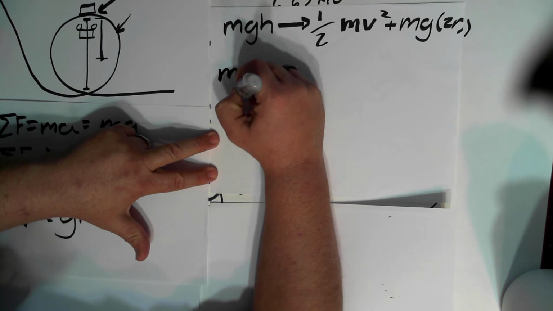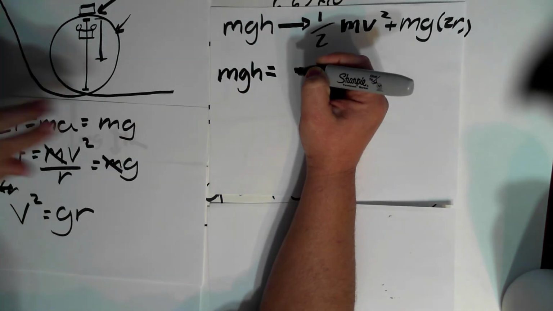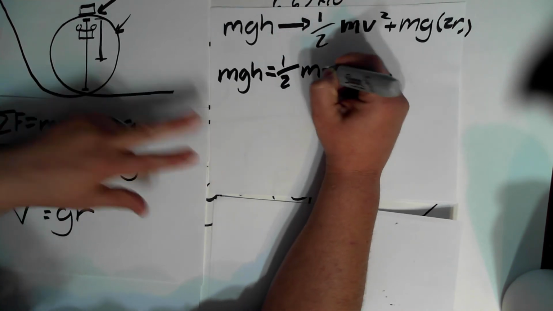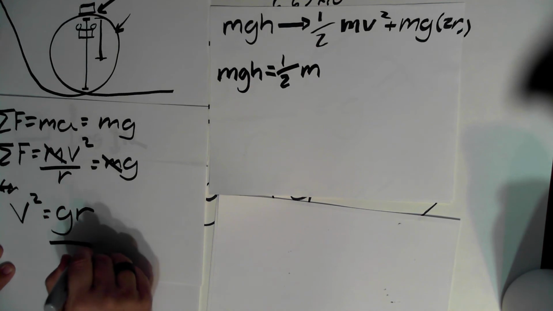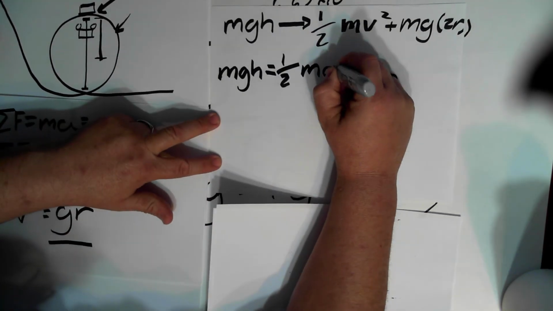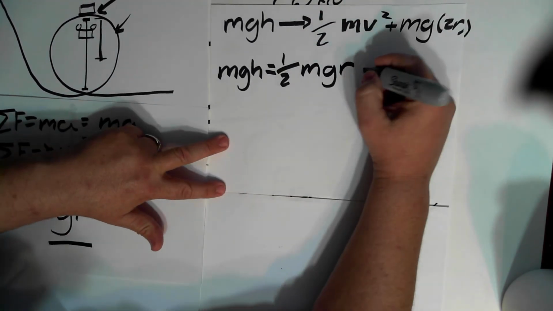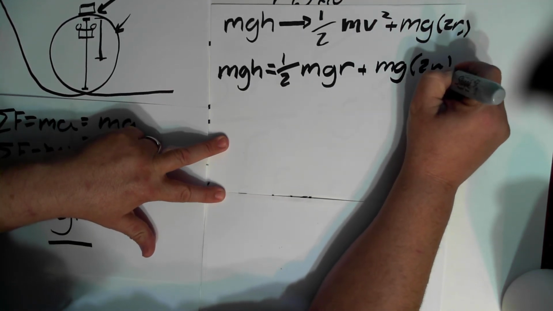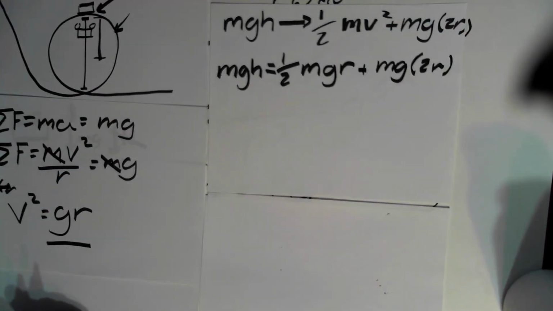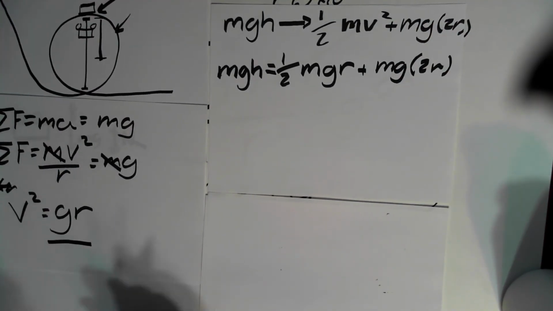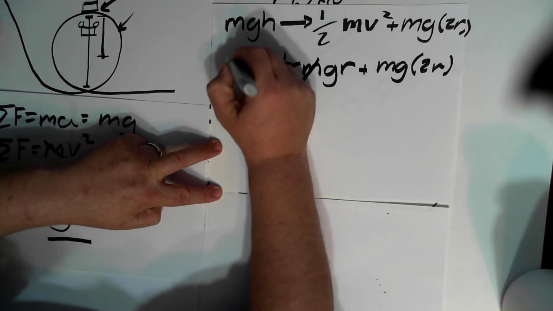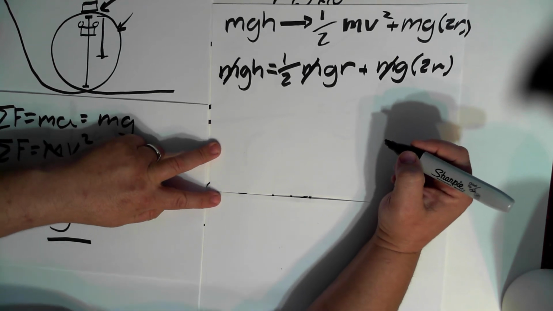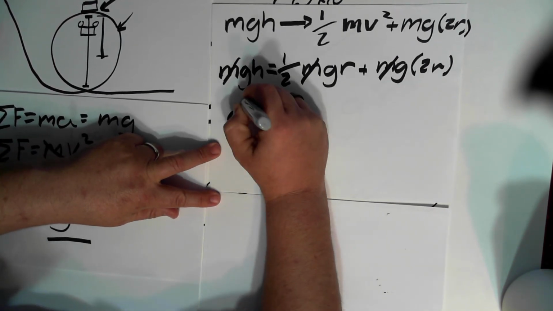So mgh is equal to, because we're not assuming any energy is lost, 1/2 my mass times my velocity squared, which we said is equal to gr, plus mg2r. Okay? Now from there, I see that the mass of the cart doesn't matter, which should make sense to you if you've ever been on a roller coaster. They don't ask you how much you weigh. They only ask you how high you are.